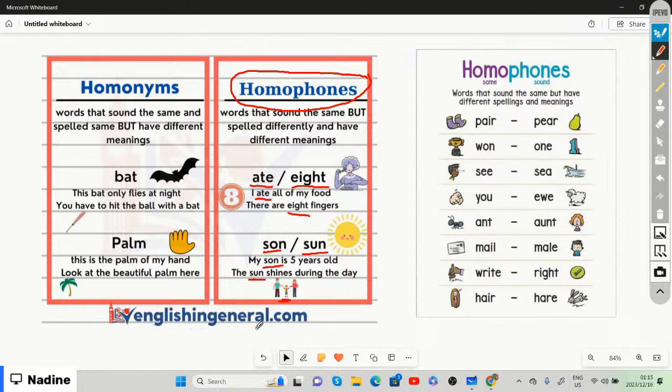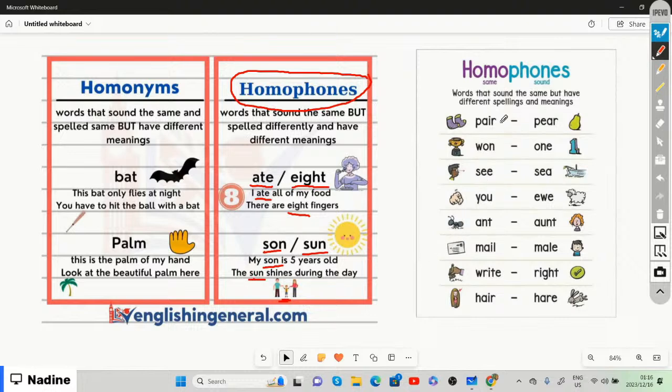And why are they homophones? It's because they sound the same, but the spelling and the meanings are different. And once again, we have homophones, which have the same sound, different spelling, different meaning. All right, so now if we look at a few examples before we go on to our tutorial.